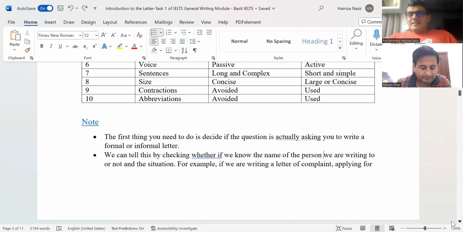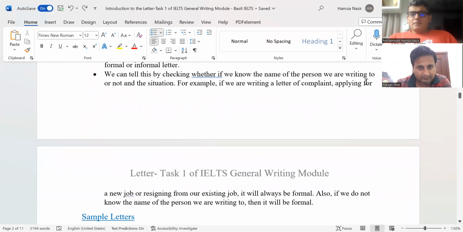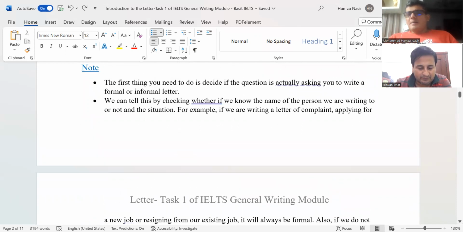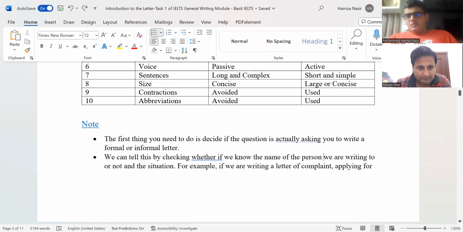We can tell this by checking if you know the name of the person we're writing to or not in the situation. Okay. अब एक बड़ा सिंपल रूल है. अगर आपको बंदे का नाम ही नहीं पता जिसको आप मुखातिब कर रहे हैं, तो if he is unknown to you, obviously he's not your friend, obviously he's not your family member, obviously he's not your acquaintance. Therefore informal letter तो नहीं होगा, तो automatically आपका वो formal letter बन जाता है.